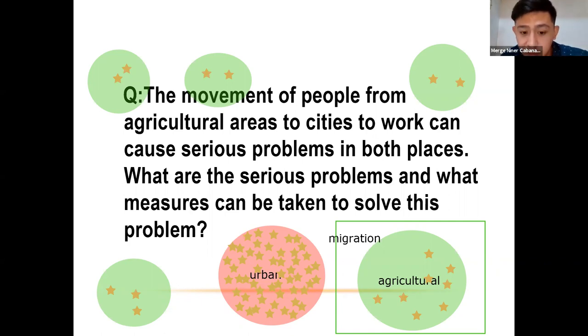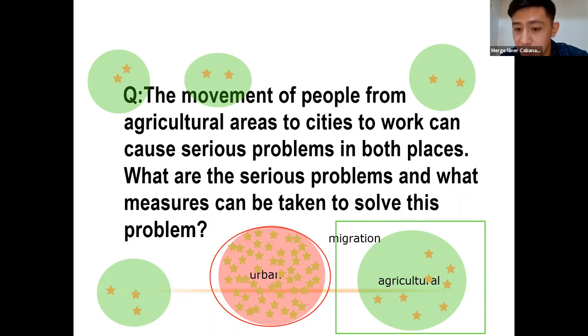And urban areas, look at that, how heavily populated the location is. It's so populated already. Okay? So hindi na magkasya yung mga tao. So they will be competing for resources. They will be competing for opportunities. Okay, that's the problem. And if they cannot find work or stable jobs, those people resort to crimes. That's why urban areas around the world like Metro Manila are the ones which crime rate are very high. So that's the explanation. Now, those are the serious problems.